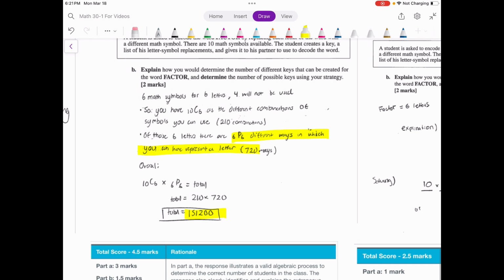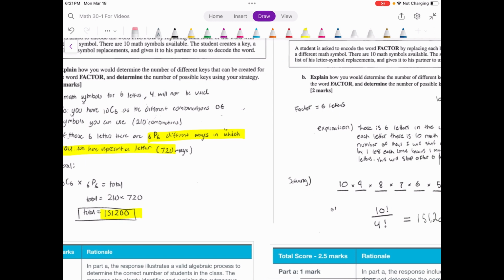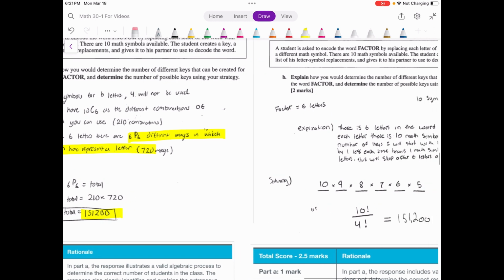And that is important. They're right. This is what we need to do, but they're missing a little explanation before this saying why we can't repeat them, right? Why is it not 10 times 10 times 10 times 10 times 10? Why is it 6 permute 6 instead, right? We're not allowed to reuse them, okay?